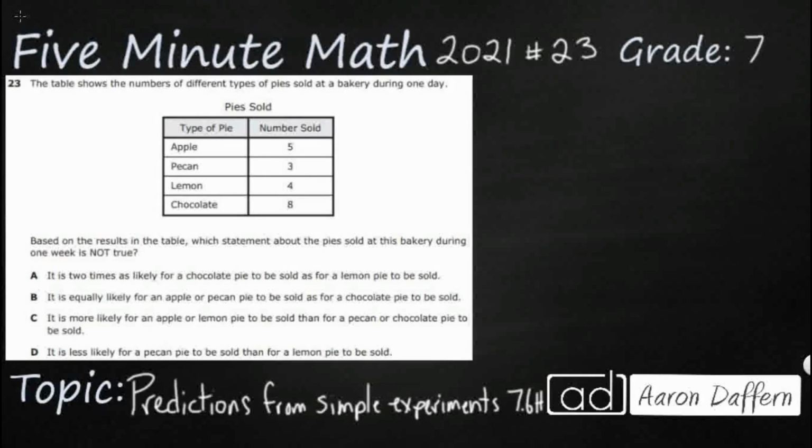Today we are looking at the 7th grade concept of predictions from simple experiments. This is standard 7.6H in the great state of Texas, and we are using item number 23 of the 2021 released STAAR test. If you have not done so already, please go ahead and take a moment to pause the video, work this problem out on your own, unpause it, and then we will look at our answers together.